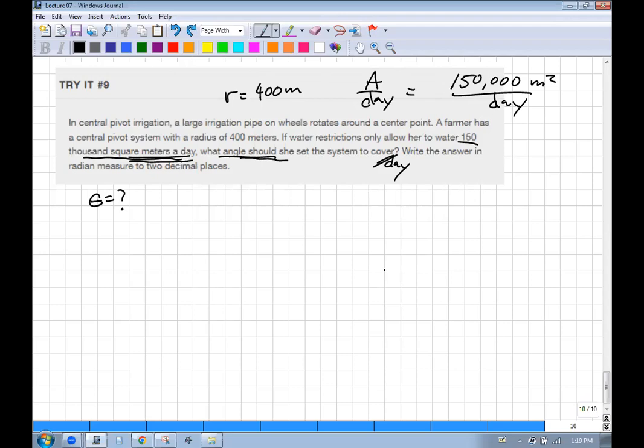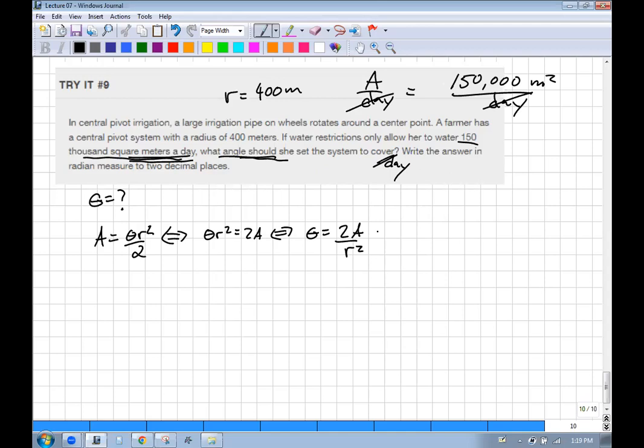Okay. So our area is 150,000 meters squared. We know the radius. We need the angle. We know that area is theta r squared over 2, right? Now, you might be tempted to plug these numbers in and then solve for theta. Well, if you do that, you end up writing these big numbers over and over again, and that sucks. So we want theta. Solve for theta first and then plug your numbers in. I would have theta r squared equals 2a, or theta equals 2a over r squared.